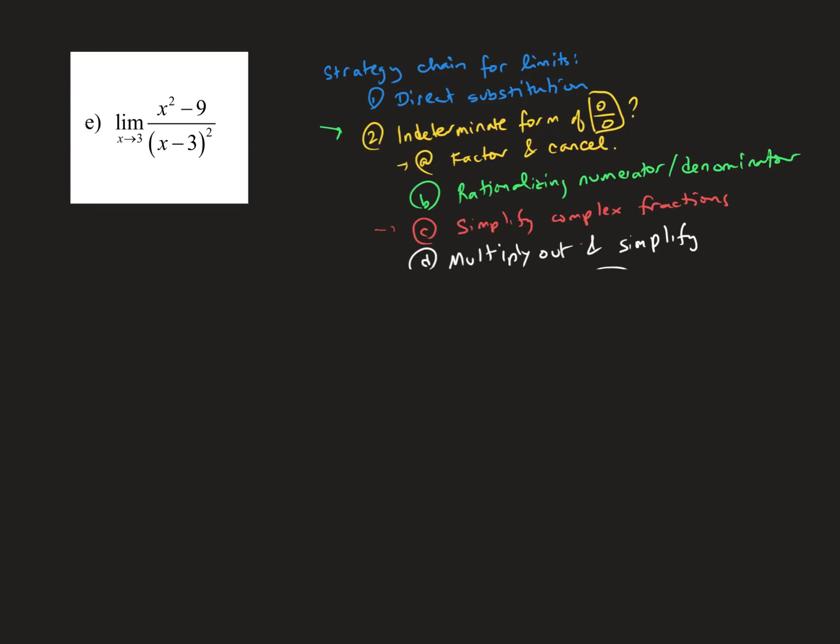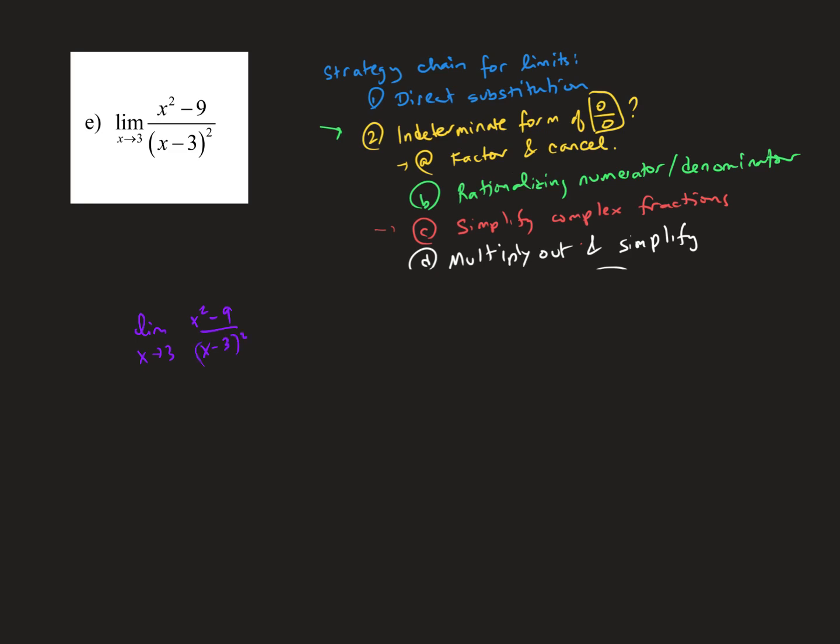Okay, so what we're going to talk about in problem E is not so much a new strategy to deal with indeterminate limits, but something that can happen when you do a direct substitution that we don't know about right now. So let's look at this problem. I have the limit as x approaches 3 of x squared minus 9 over x minus 3 quantity squared.